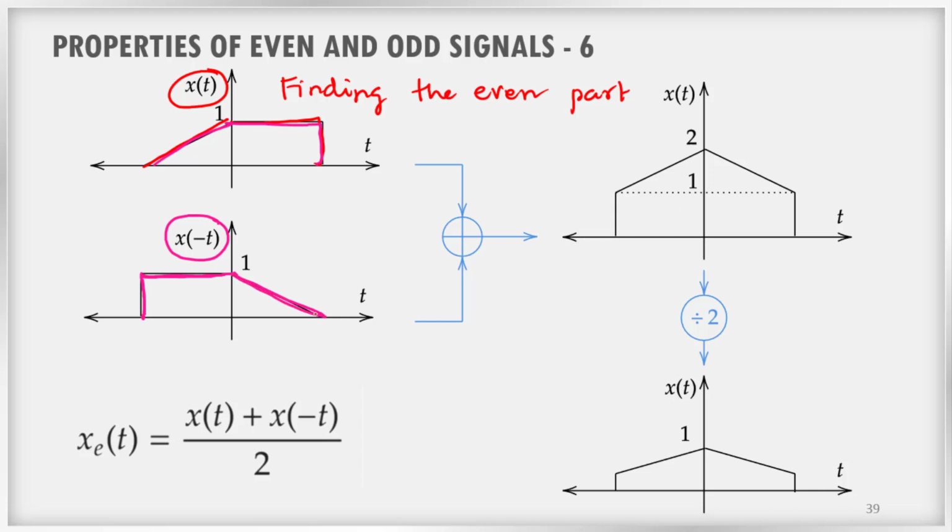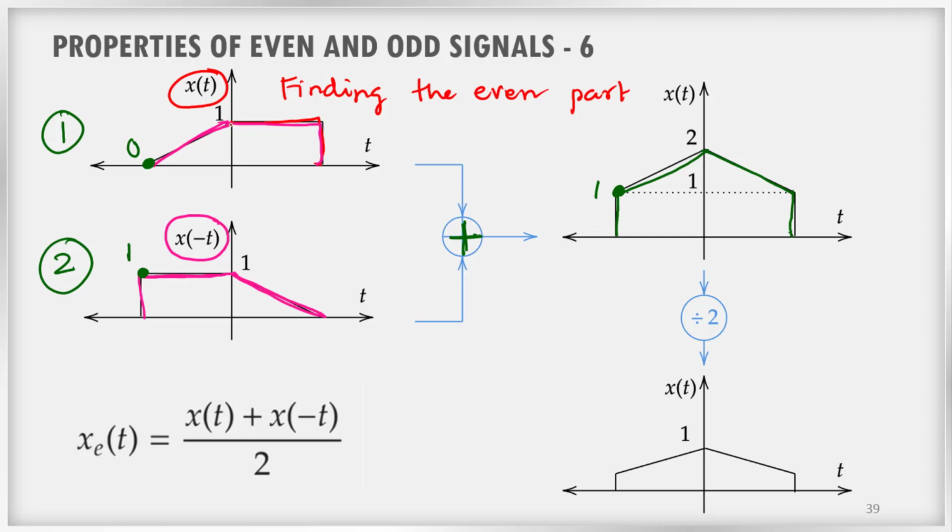Now we have to add these two signals, the original signal and the time reversed signal. When we add, you will get a signal like this. Why is it so? Let us call this signal the first signal and this signal the second signal. The value of the first signal at this location is 0. However, the value of the second signal at this location is 1. So when we add 0 and 1, you will get 1. That is why this location has the value 1.